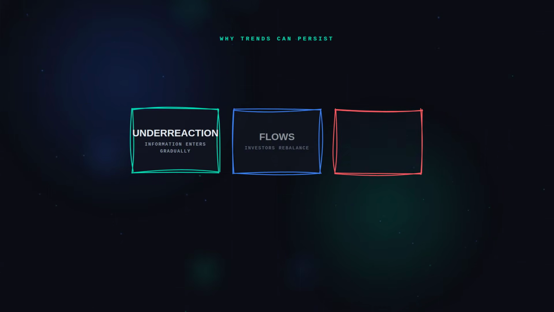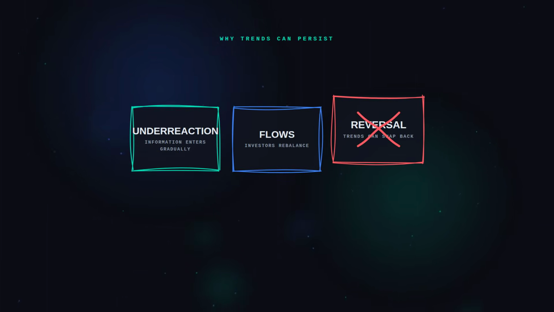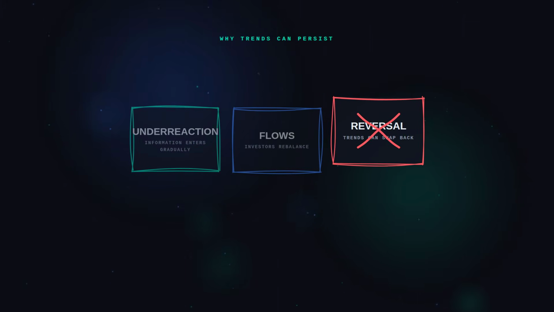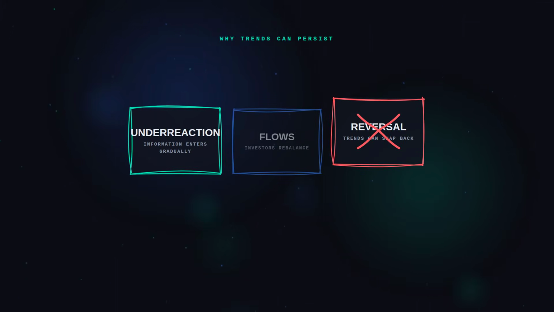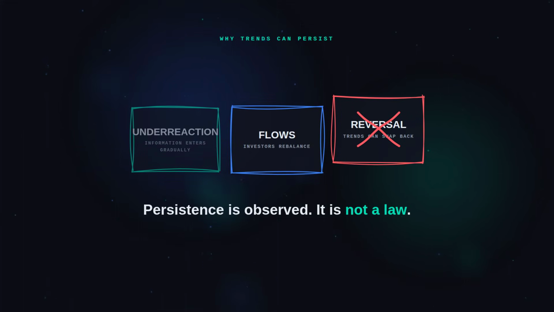Why might direction persist at all? Markets do not absorb every change instantly. Investors can underreact, enter gradually, copy one another, or be forced to rebalance after a move has already started. Those mechanisms can turn new information into a trend rather than one perfect jump.